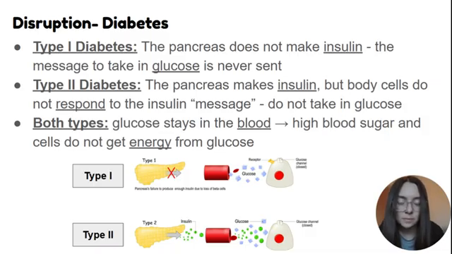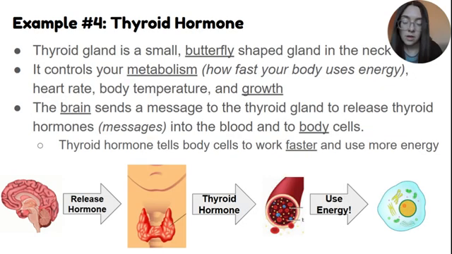Sometimes this happens when the person has had a very high sugar diet and they just get immune to the insulin message. So, again, this means that glucose or sugar stays in the blood. You have high blood sugar, cells do not get energy. Okay, so here's our last example, and that is with the thyroid hormones.